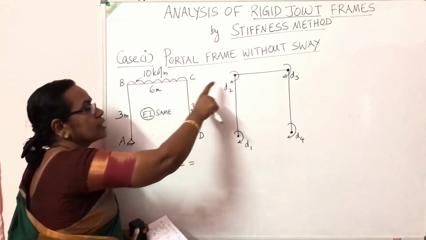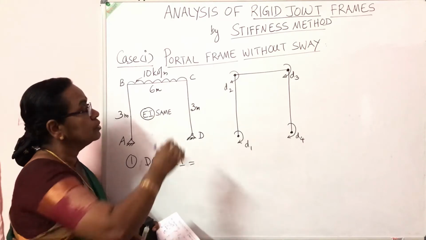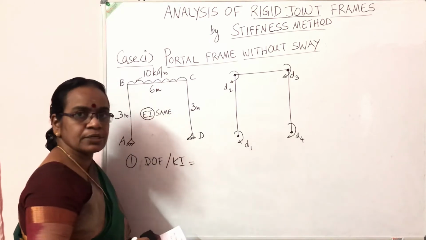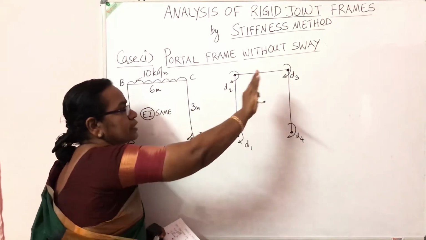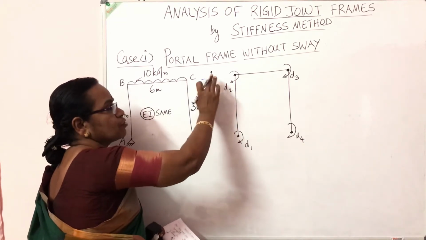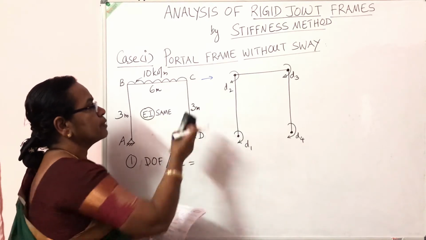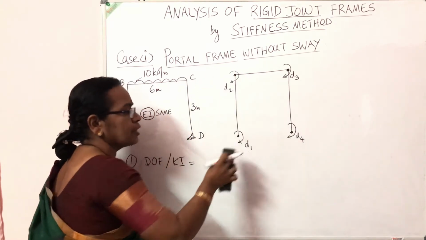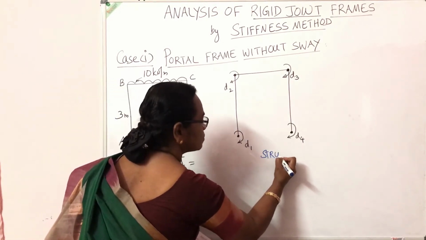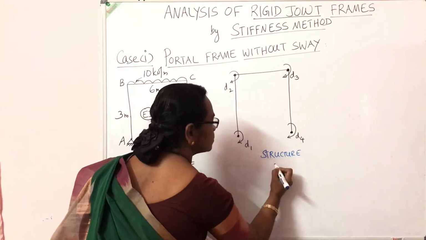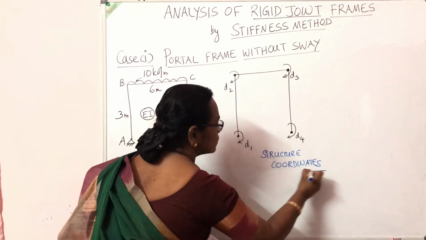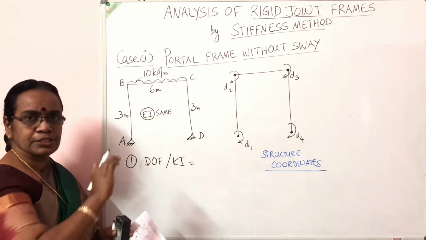At this point B, there can be a rotation or slope D2. At point C, there is a rotation, and at point D, there is a rotation. Since there is no sway, there is no lateral displacement. If it is a frame with sway, in addition to this, there will be a displacement of this column. In this case, there is no lateral displacement. It is a frame having 4 degrees of freedom. So I have marked these as the structure coordinates. I have marked 1, 2, 3, 4, rotation at all the nodes.